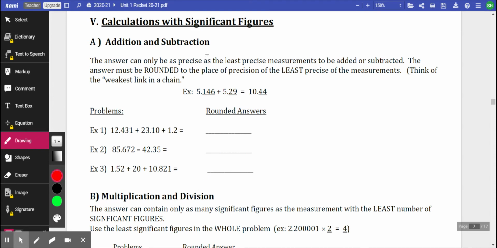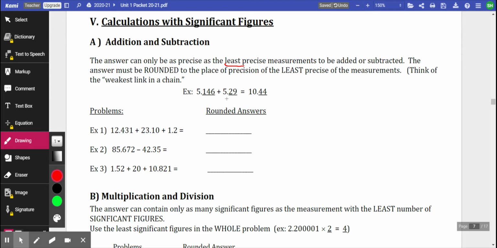So with addition and subtraction, your answer can only be as precise as the least precise measurement. So that's really important that we focus on that least precise measurement to be added or subtracted. So then the answer must be rounded to the place of precision of the least precise of the measurements. So think of the weakest link in the chain.